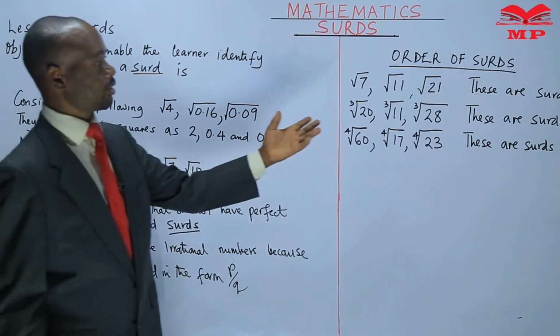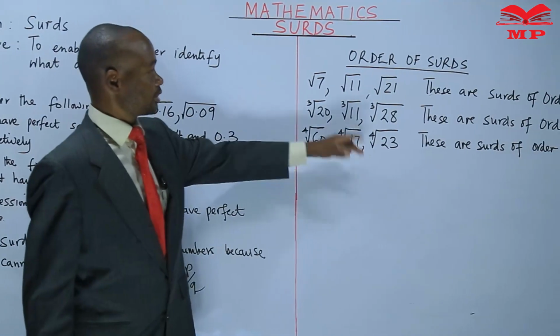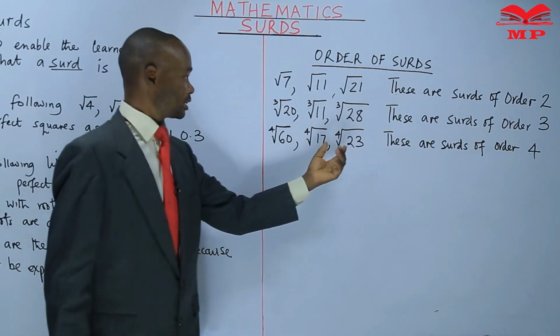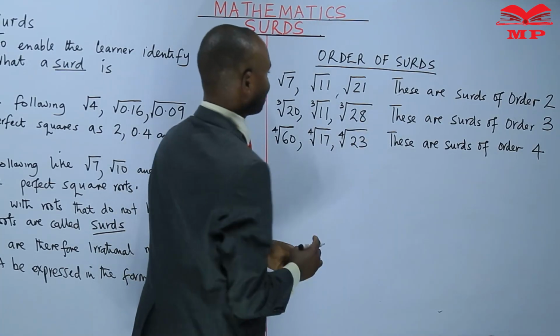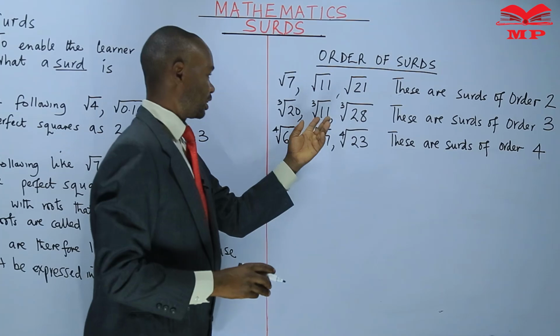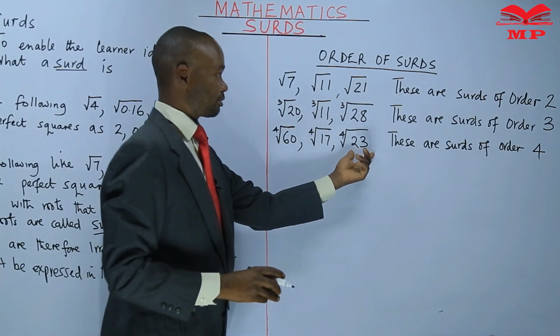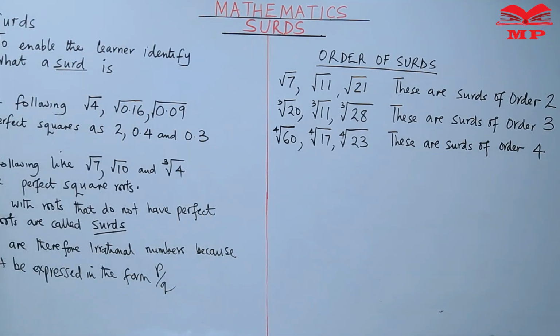Then we've looked at the order of surds. If it is a square root, it's order 2. Cube root, order 3. And notice the number here does not have a perfect cube root, square root or fourth root. That's why it qualifies to be a surd.